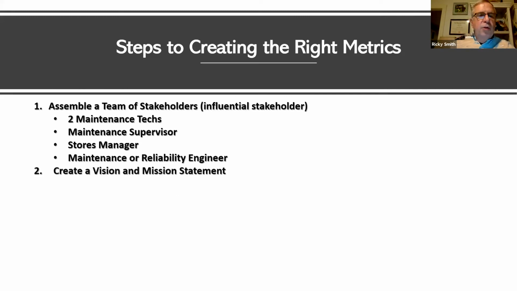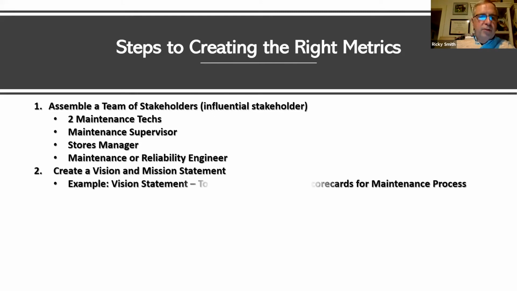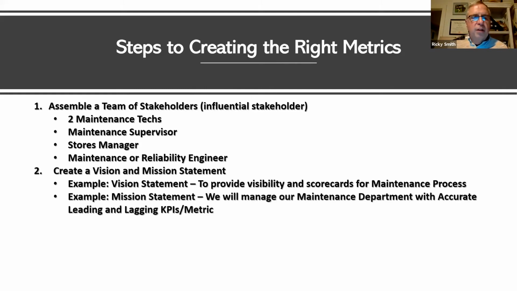Okay, create a vision and mission statement for metrics. Okay, an example, vision statement: to provide visibility and scorecards for the maintenance process. That's what I want to know. Mission statement example: we will manage our maintenance department with accurate leading and lagging KPIs or metrics. Leading KPI leads to the lagging KPIs. So leads to results. Lagging KPIs are the result.